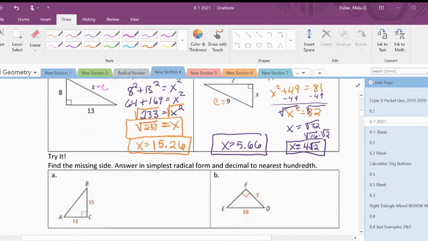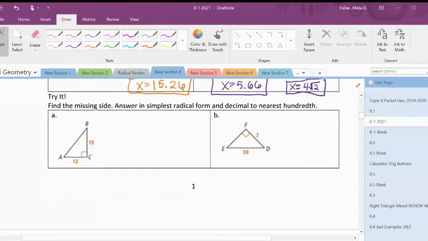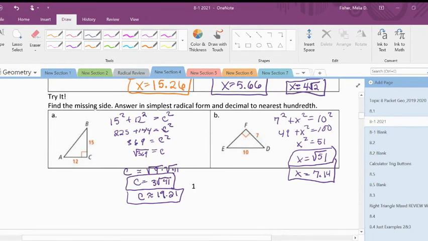Go ahead and pause your video, do the try it, and come back and check your work when you're done. Thank you for pausing your video to do the try it. Don't forget, you are supposed to give your answer in a simplified radical form as well as in a decimal form.